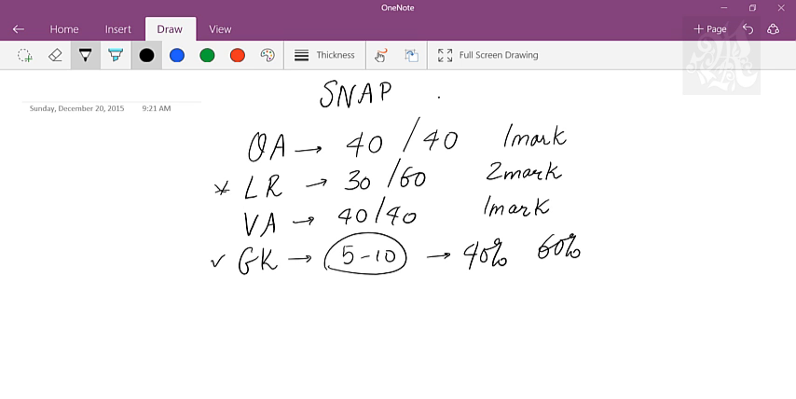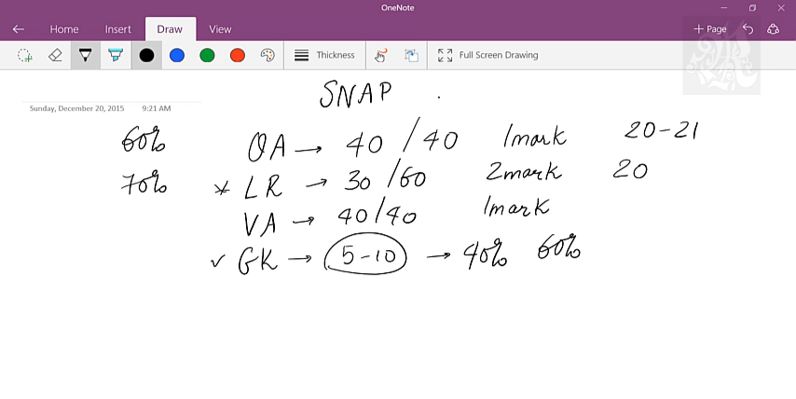Alright, now looking at the previous year's paper, which I'll go to in a while, 2014, the ideal or the good attempts here would be 2021, which is very basic. So I'd suggest in Quant try to attempt 60% of the questions, which is around 24 questions. In LR again the good attempt was 20, which is 2/3 of the questions, so try to attempt 70%, which is 21, 22 questions in LR.